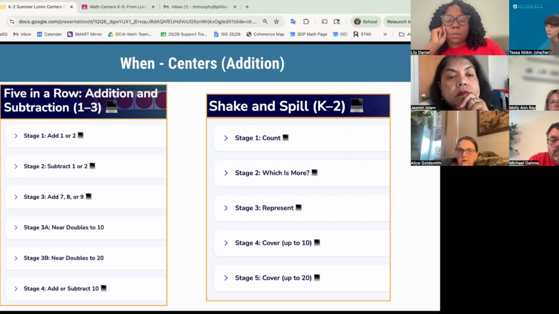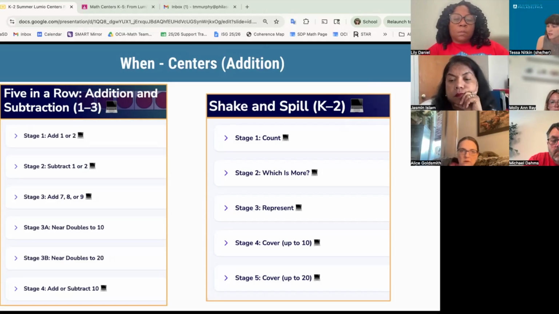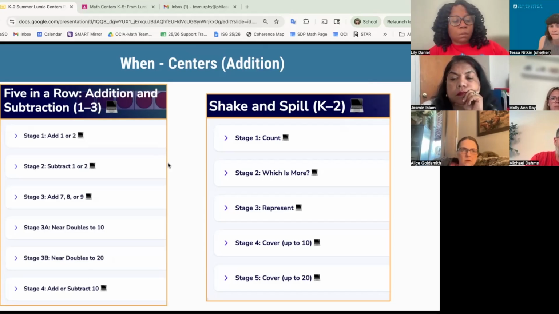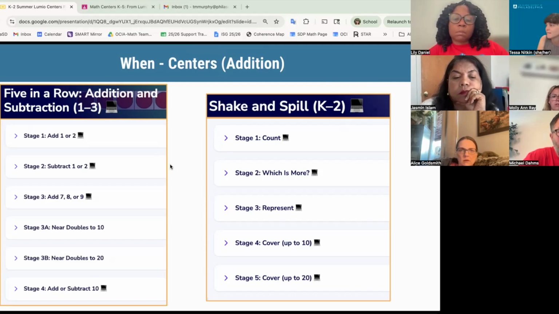Anyone who would like to drop in the chat or share out loud, what do we notice about these fluency stages or these center stages? For the Shake and Spill for K to 2, I find it interesting how stage 1 is counting and then you just go to stage 2 of what is more. I feel like a lot of kids don't know what is more or less, like what is a bigger number or what's a lesser number to begin with.